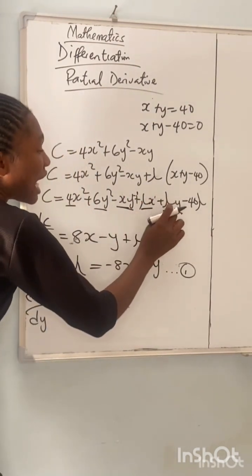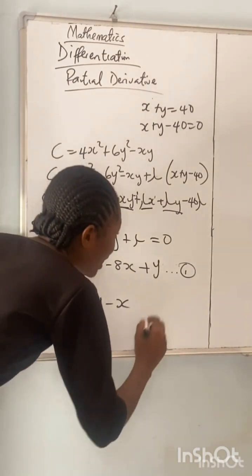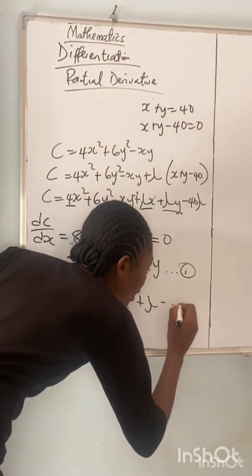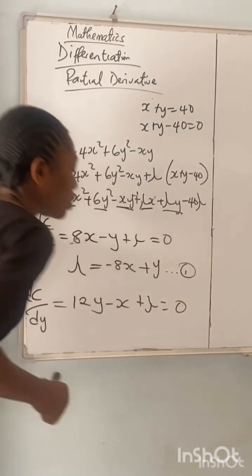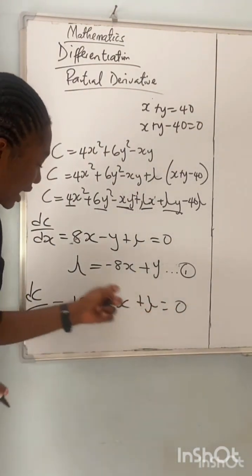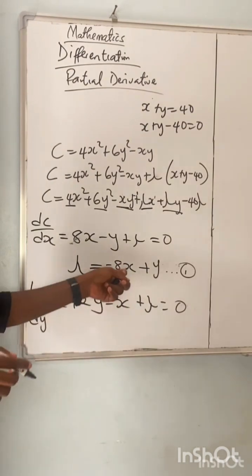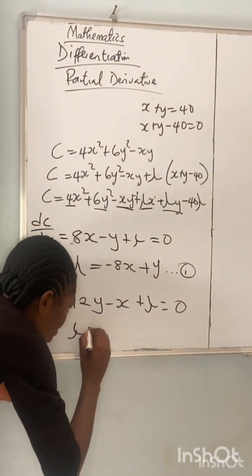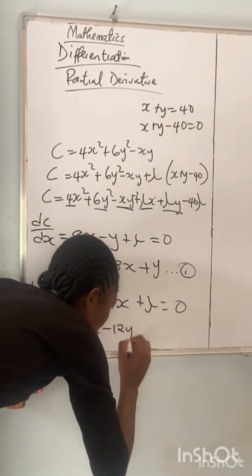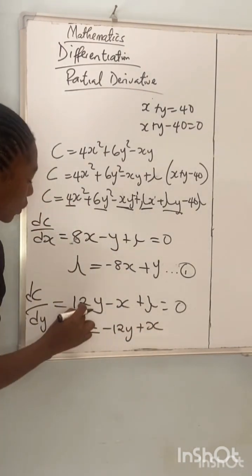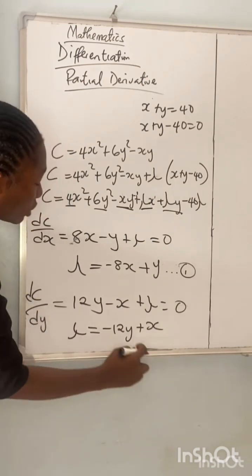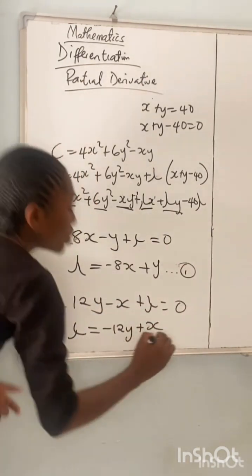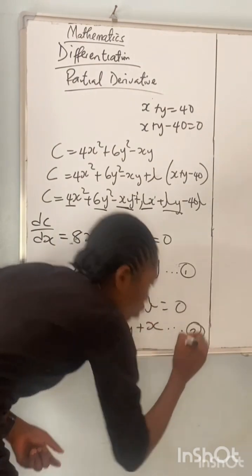And then plus our Lagrange multiplier, we still have 0 to be equal to 0 at our turning point. Now I'll also be making our Lagrange subject like I just did here. So this moving to this side, we'll be having that our Lagrange multiplier is equal to minus 12y plus x. When our 12 goes over the equal to, it becomes a minus. When our minus goes over the equal to, it becomes a plus. So I can call this our equation 2.